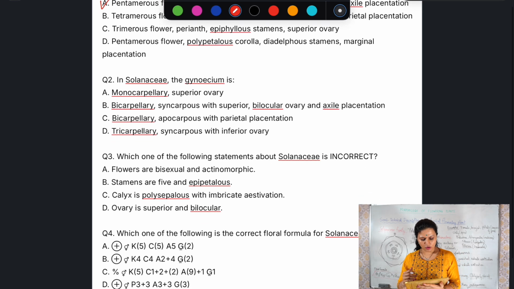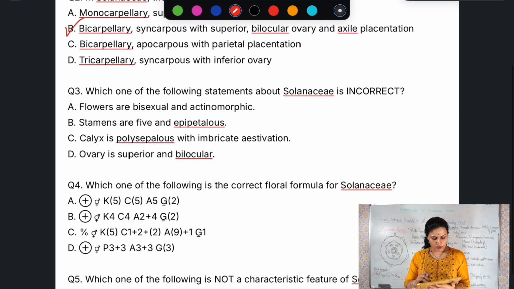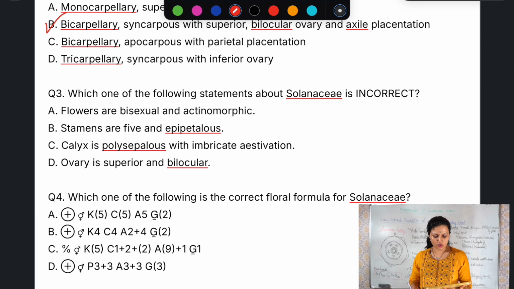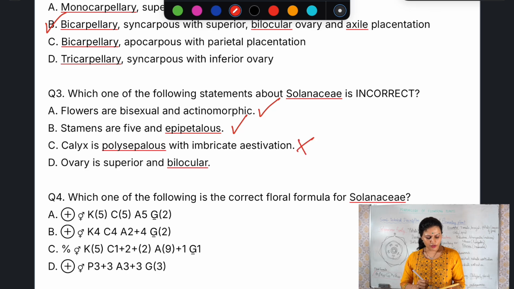Question number 2, in Solanaceae, the gynoecium is bicarpellary, syncarpous with superior bilocular ovary and axile placentation. Option B will be correct. C will be wrong because it says apocarpous with parietal placentation. Question number 3. Which of the following statements about Solanaceae is incorrect? Flowers are bisexual and actinomorphic is correct. Stamens are 5 and epipetalous is correct. Calyx is polysepalous with imbricate aestivation is wrong. Ovary is superior and bilocular is correct. So option C.